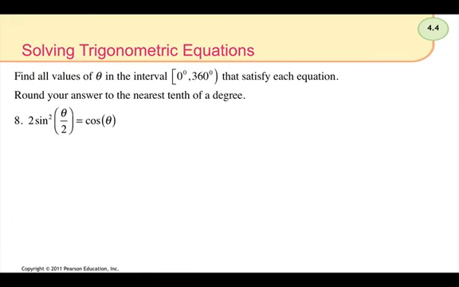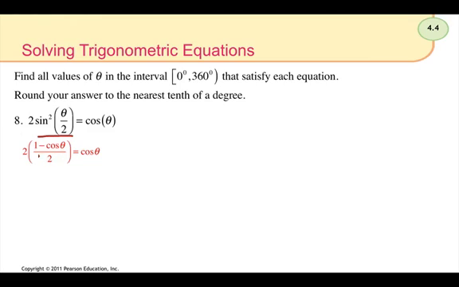Here's number 8. It says find all values of theta in the interval between 0 and 360, not including 360, that satisfy each equation. Round to the nearest tenth of a degree if necessary. So let's look at 8. Basically, in this problem we're going to be applying a formula used in section 3.5, which is the half angle identity for sine, and notice that this is squared, so we're going to be able to substitute that for 1 minus cosine of theta over 2.